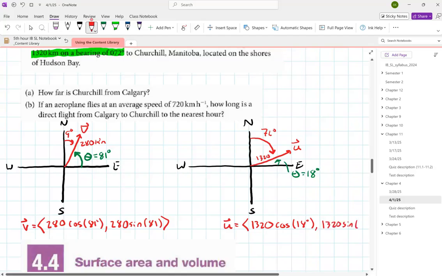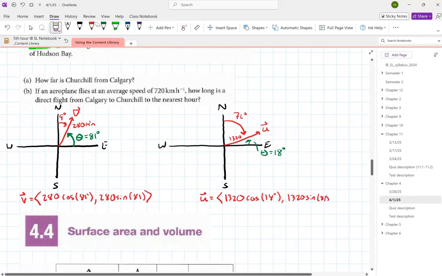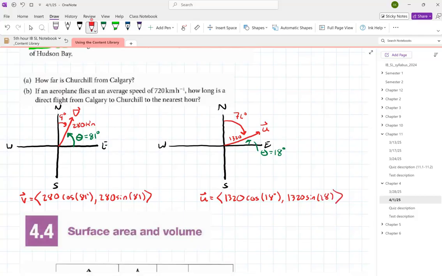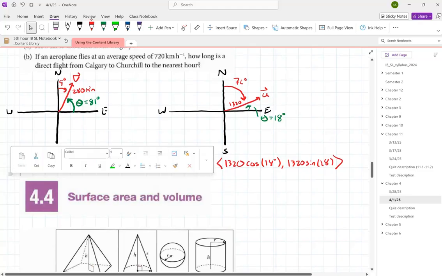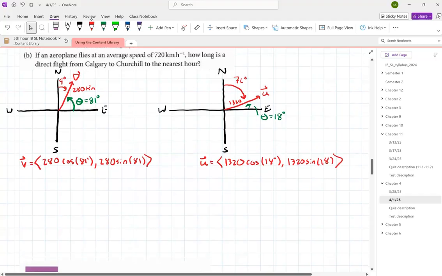Yes. Yeah. Always cosine for the x coordinate, always sine for the y coordinate. Is everybody so far so good?